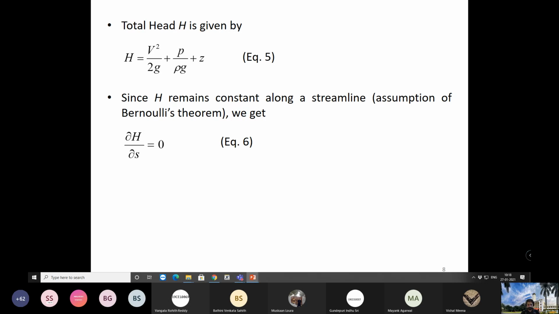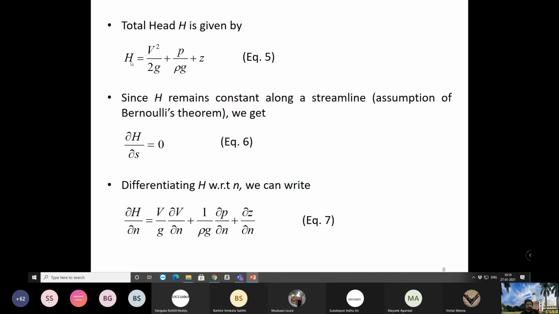All right, very simple. Now we know that del h by del s is equal to 0 in the S direction, that is, along the streamline. But what we do not know is the variation normal to the streamline. So let's differentiate h with respect to n, where n is the normal. We can write del h by del n is equal to v by g del v del n plus 1 by rho g into del p del n plus del z del n. All right, good.